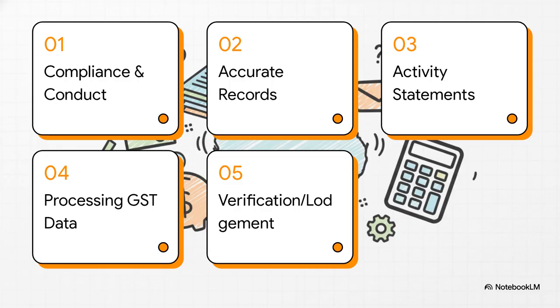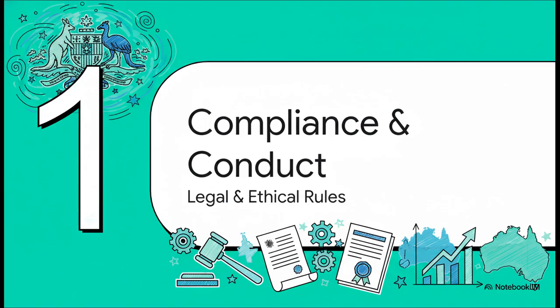Our briefing is structured across 5 key stages, mirroring the logical workflow of tax compliance. We will begin with the foundational rules and conduct codes, move through record-keeping and activity statements, and then cover data processing and the final verification and lodgement procedures. Let's begin with our first section, compliance and conduct codes.